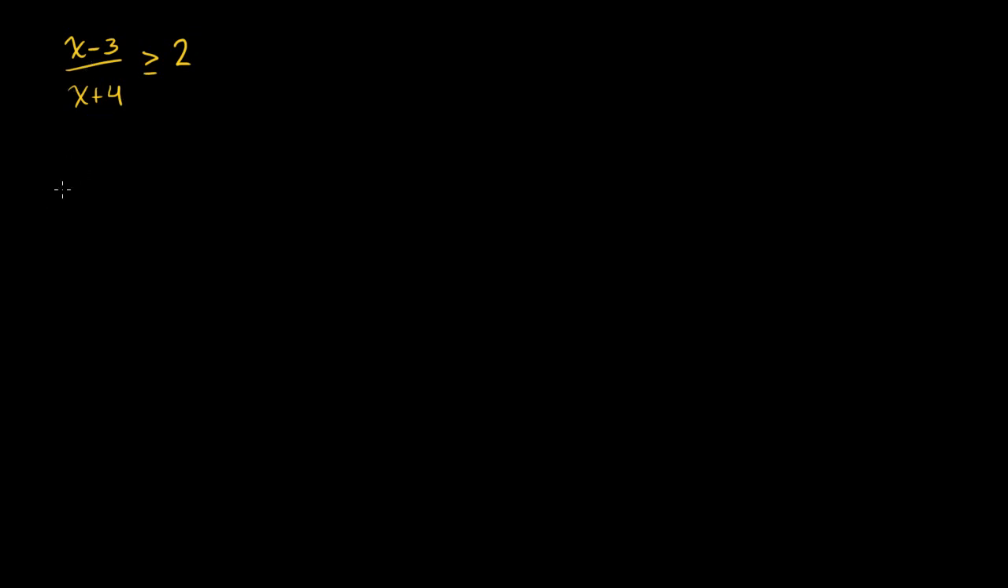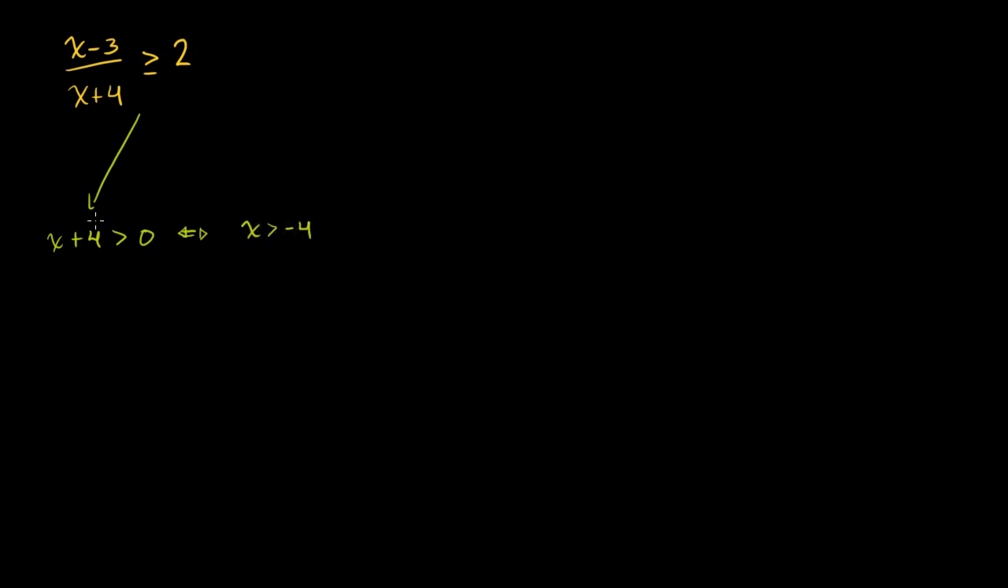So one situation is x + 4 is greater than 0. And remember, it can never be equal to 0 because then this expression would be undefined. So let's explore x + 4 greater than 0. If we subtract 4 from both sides, these are equivalent statements, that x is greater than -4.